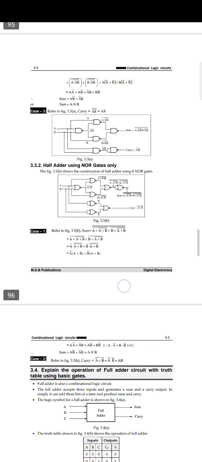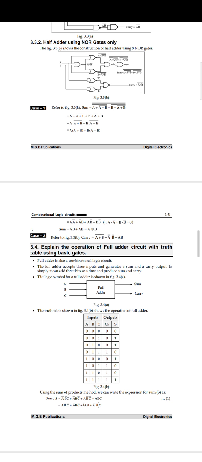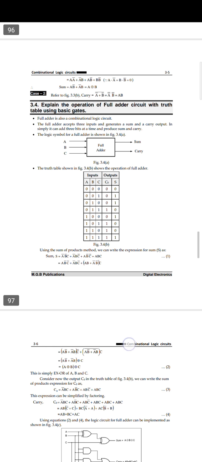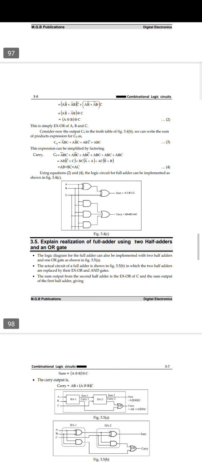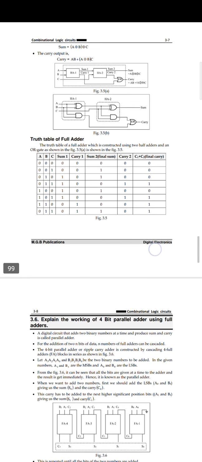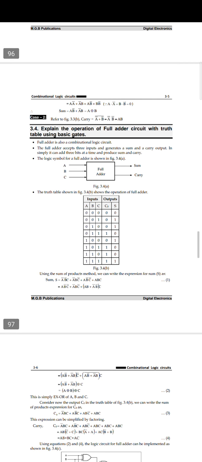So this is half adder using NAND gates and NOR gates. In the next video you will be seeing the full adder circuit with basic gates. And we also have another topic, full adder using 2 half adders and an OR gate. This is the circuit diagram and this is the truth table. Till this we will be completing half adder and full adder. In the next video I will be keeping the full adder circuit.